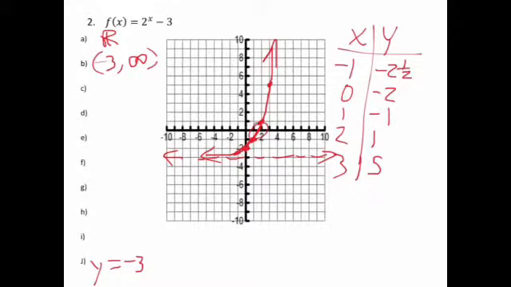My x-intercept, we actually don't have the methods to figure out exactly what it is right now, but we're going to say it's 2/3. And then my y-intercept is at 0, negative 2. We already figured that one out. It's right there.